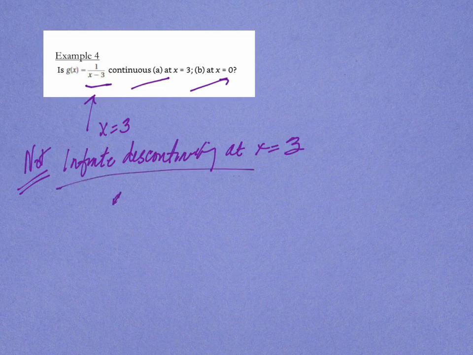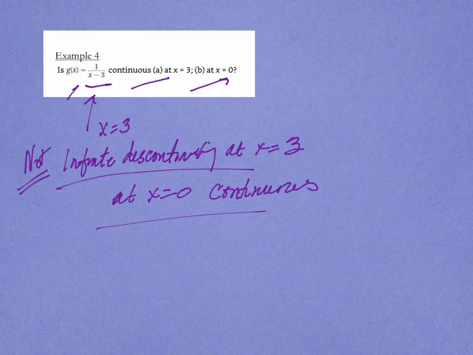So at x equals 0, it's continuous. It doesn't all of a sudden create other places where it's not continuous. It would be a specific point where it wouldn't be continuous. So watch out. They could ask you about somewhere else; don't always assume they're asking you about the vertical asymptote. So be careful of that.